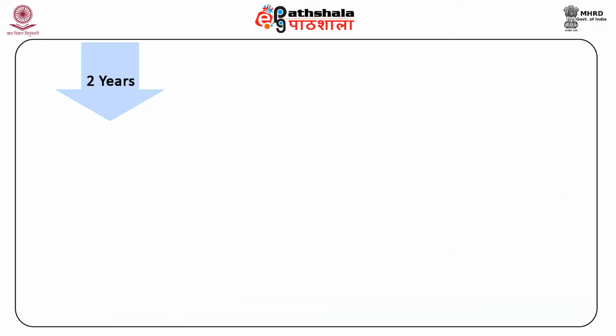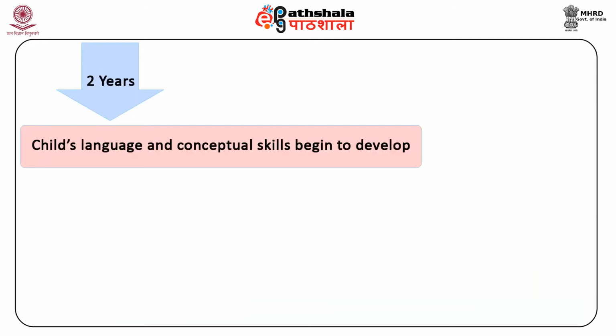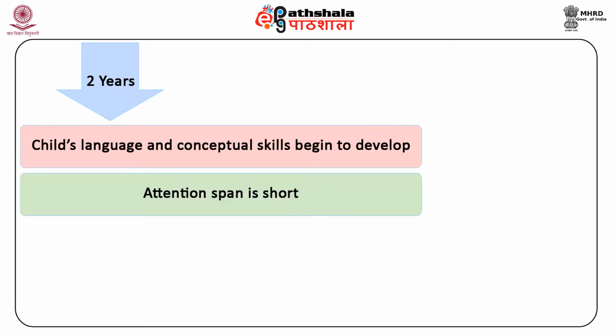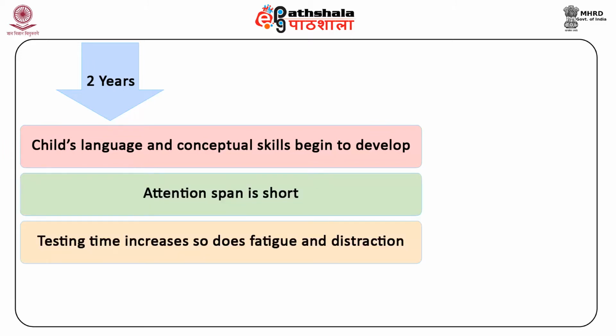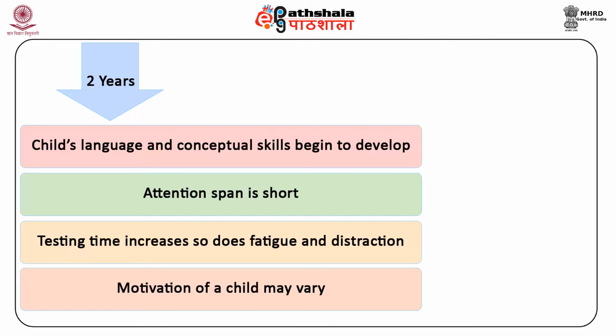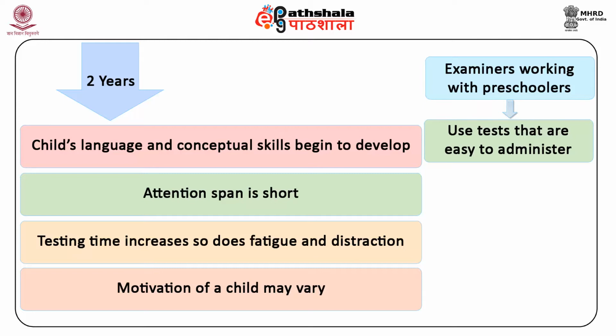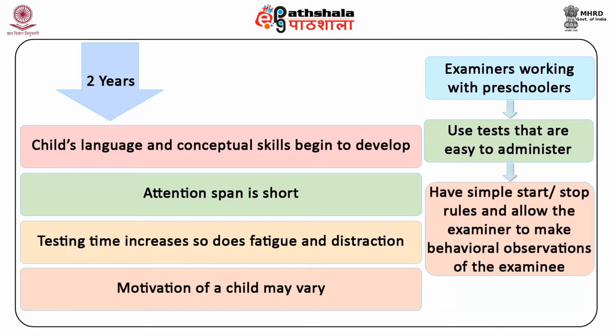By the age of 2 years, the child's language and conceptual skills begin to develop. Attention span is short, and as the testing time increases, so does fatigue and distraction. Moreover, the motivation of a child may vary from session to session and hence prove a challenge for a psychological assessor. Thereby, examiners working with preschoolers prefer to use tests that are easy to administer, have simple start-stop rules, and allow the examiner to make behavioral observations of the examinee.